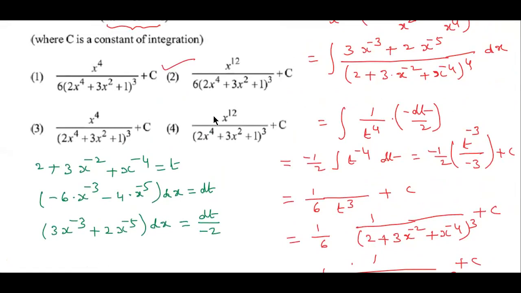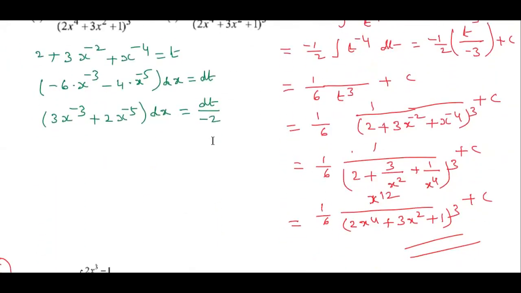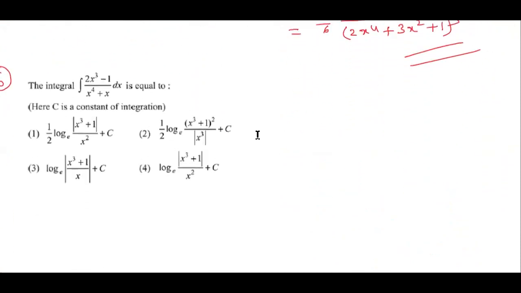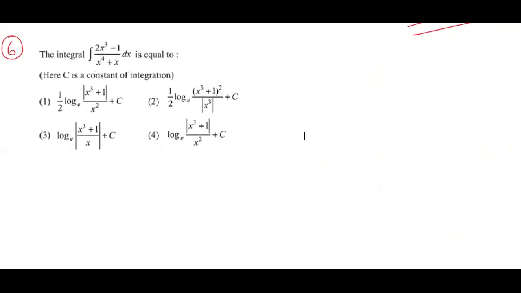Second option is correct. So here what we have done: in the denominator we took x power 4 common, and power 4 is there, that's why we got x power 16. This we divided with the numerator, and in the denominator part we took t and applied the small integration formulas. We get the answer. I think this is also a very easy question. Next, see the sixth question.